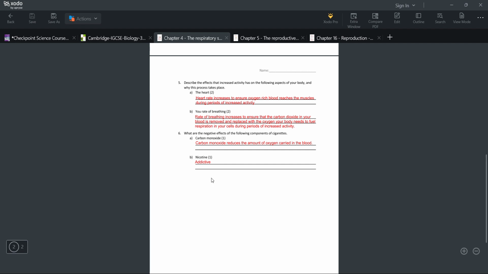And then nicotine, it has a whole lot of terrible effects on your body, but the big thing that is highlighted in your book is that it is highly addictive.